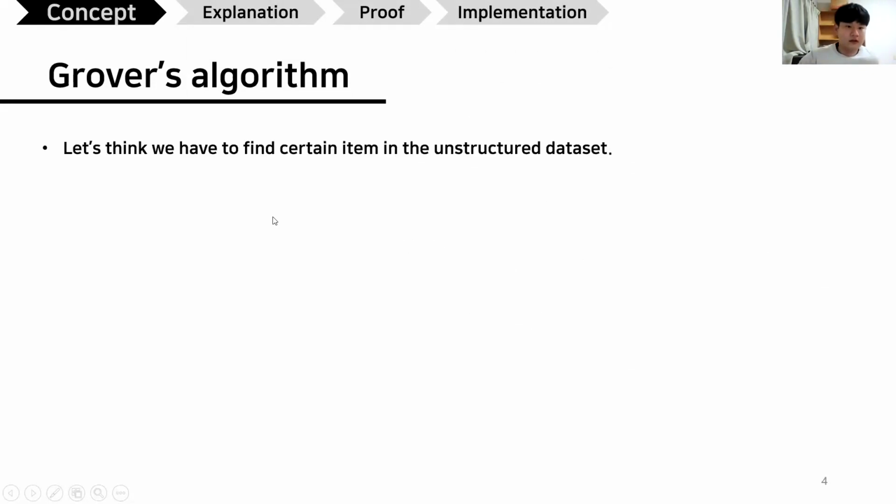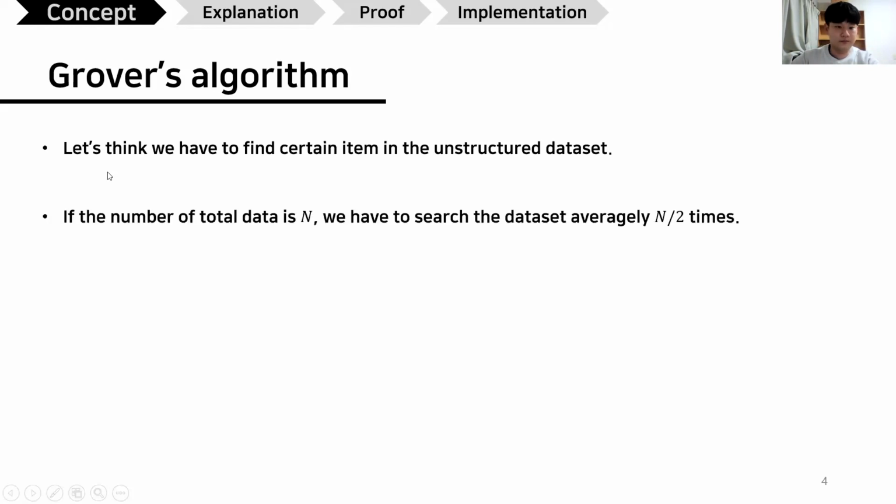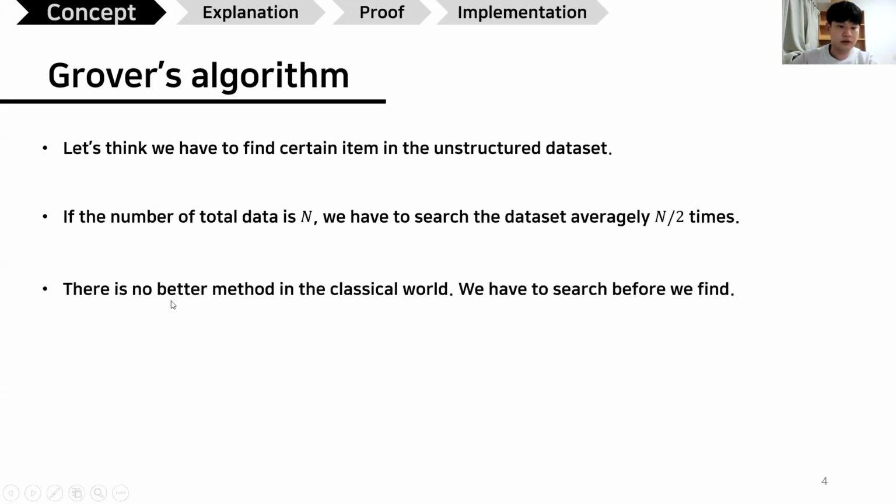First, let's think about one problem. There is an unstructured data set, and we have to find one data. Classically, if the total number of data is n, we have to search n over 2 times, because there's no strategy. We just search before we find. So there's no better method in the classical world.